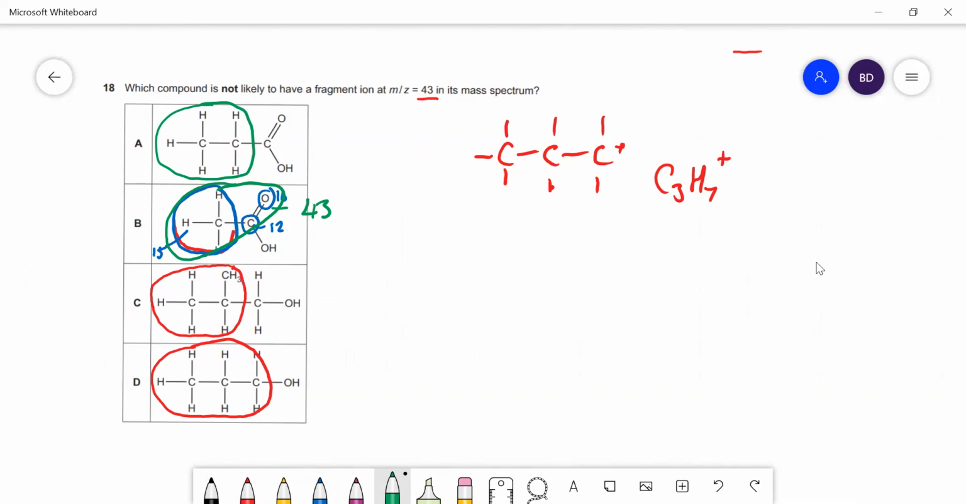Let's think, if we had this one, this here, that weighs 45, not 43, so that's not going to work. Okay, and various other combinations don't work. So our answer is A.